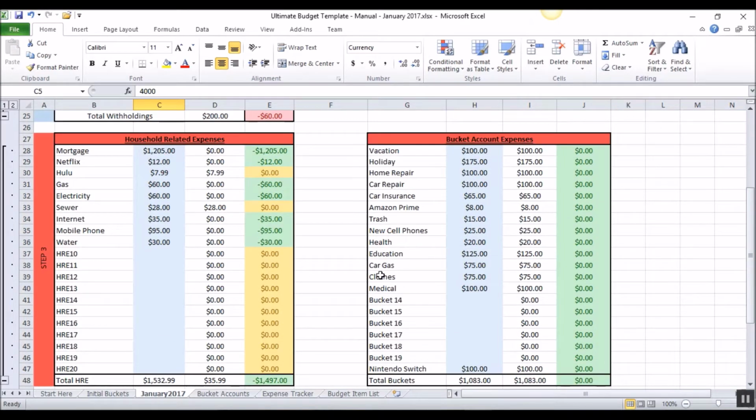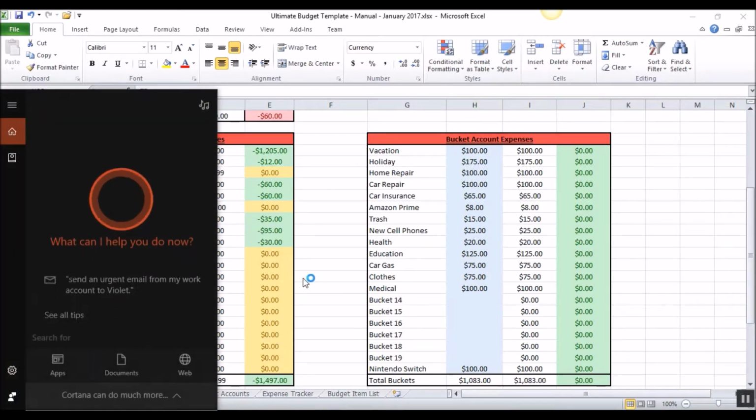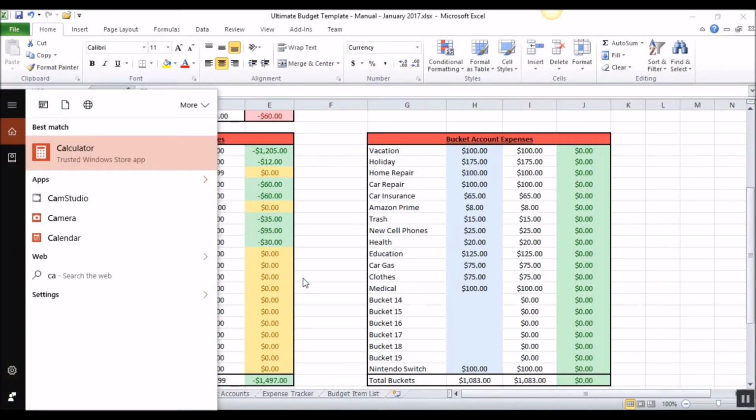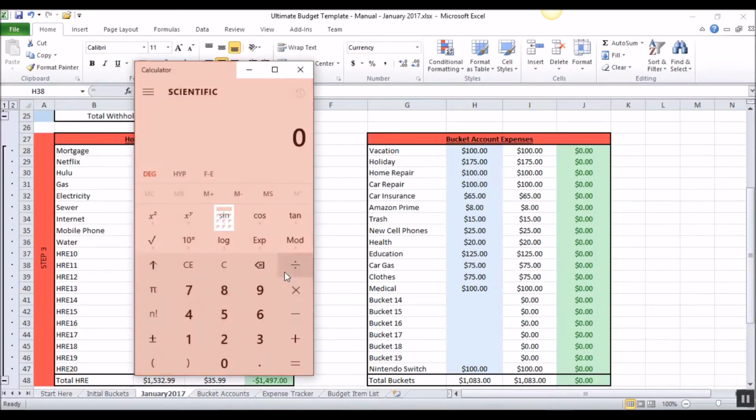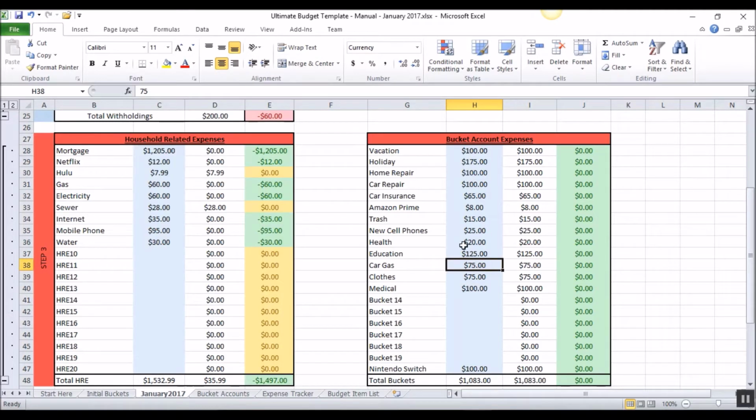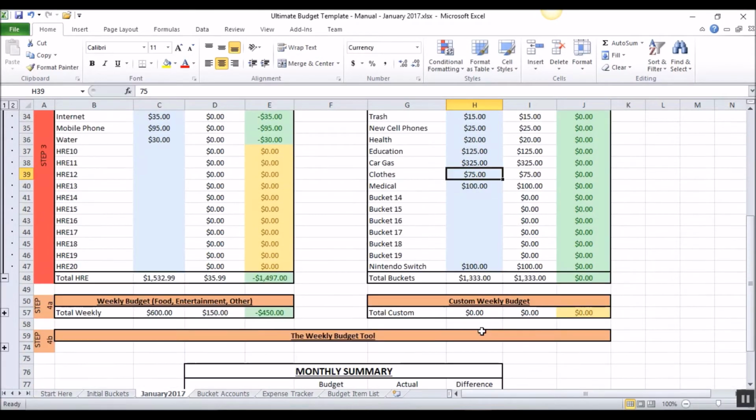And then on the other thing, it is for car gas. I put it in at $75, which is our weekly amount, not our monthly amount. So I am going to go ahead and open up Calculator, and I'm going to take 75 times 4.333, and we'll put that in at $325 for gas on a monthly basis.